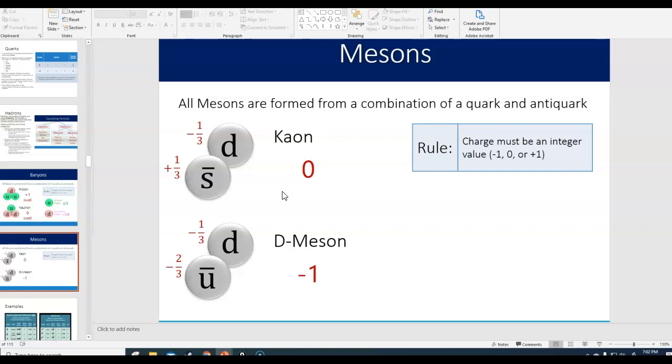A kaon consists of one down quark and one anti-strange quark, which would give an overall charge of 0. It's not possible for a whole particle to have a fractional charge, and so these particles always have to exist in such a way that the overall charge is an integer. So you can't have a meson where the overall charge is a fraction. That's not possible. Another example of a meson would be a D-meson, which consists of a down quark and an anti-up quark. And there's many more.